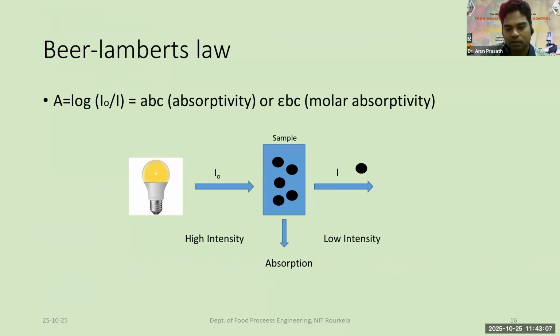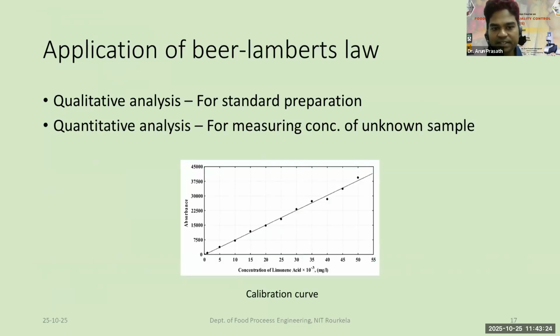So in this image you can understand that the light source gives incident light radiation, some of the sample absorbs some of the radiation, and a small portion is transmitted and detected. Now, the application of Beer-Lambert law is for quantitative analysis: sample preparation, standard preparation, and then measuring the concentration of an unknown sample.